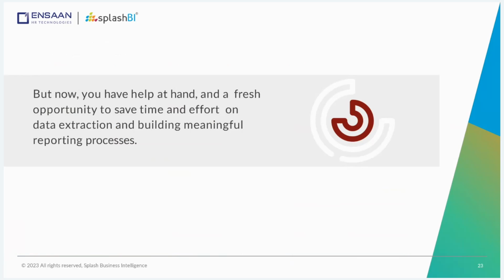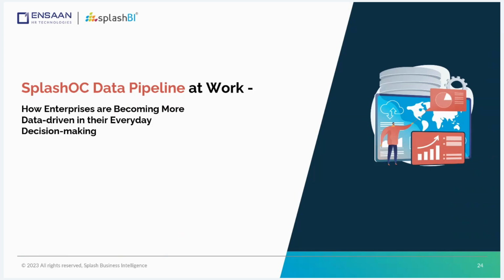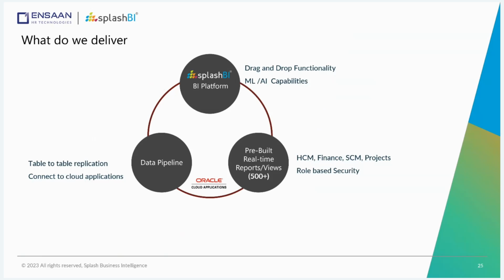But now you have help at hand, which is the Splash OC Data Pipeline, which can help enterprises and organizations who struggle to extract that data into their data warehouse. And how does Splash OC deliver that? The Splash OC Data Pipeline is built from the ground up to intuitively solve your data extraction challenges on the road to data centricity. With an easy-to-use drag and drop interface, Splash OC not only allows you to connect in real time against your Fusion pod, but also allows you to do table to table replications in your data warehouse very quickly. So you not only have access to your pre-built real-time reports, where you could do your quick analysis, run those reports against real time.